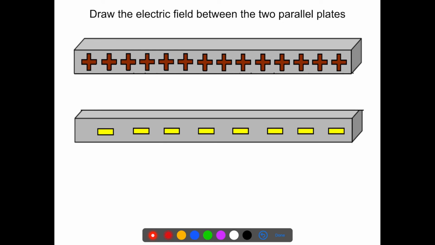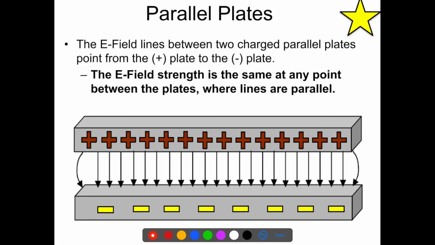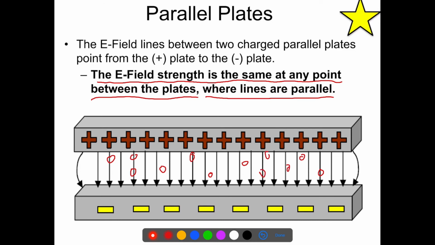So this is a very common thing, two parallel plates. You have positives on the top and negative on the bottom. How are your field lines going to go? Exactly like so, positive straight down. And very important, the electric field strength is the same at any point between the plates where the lines are parallel. So here, here, here, here, the electric field strength is the same. It's the same no matter where you are.